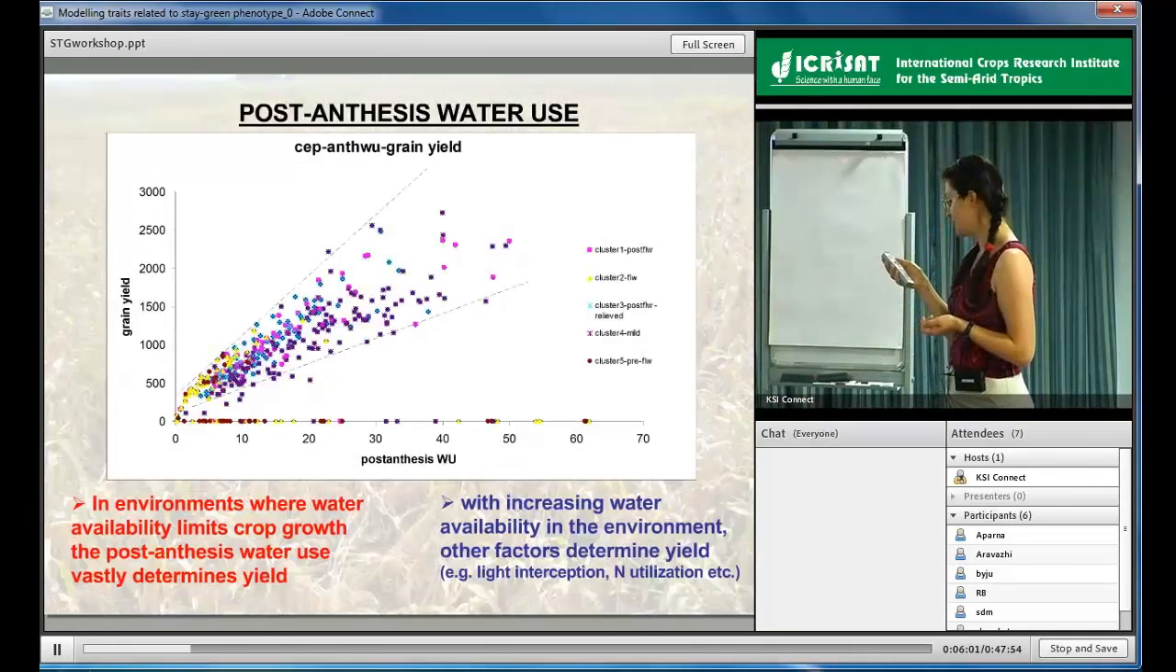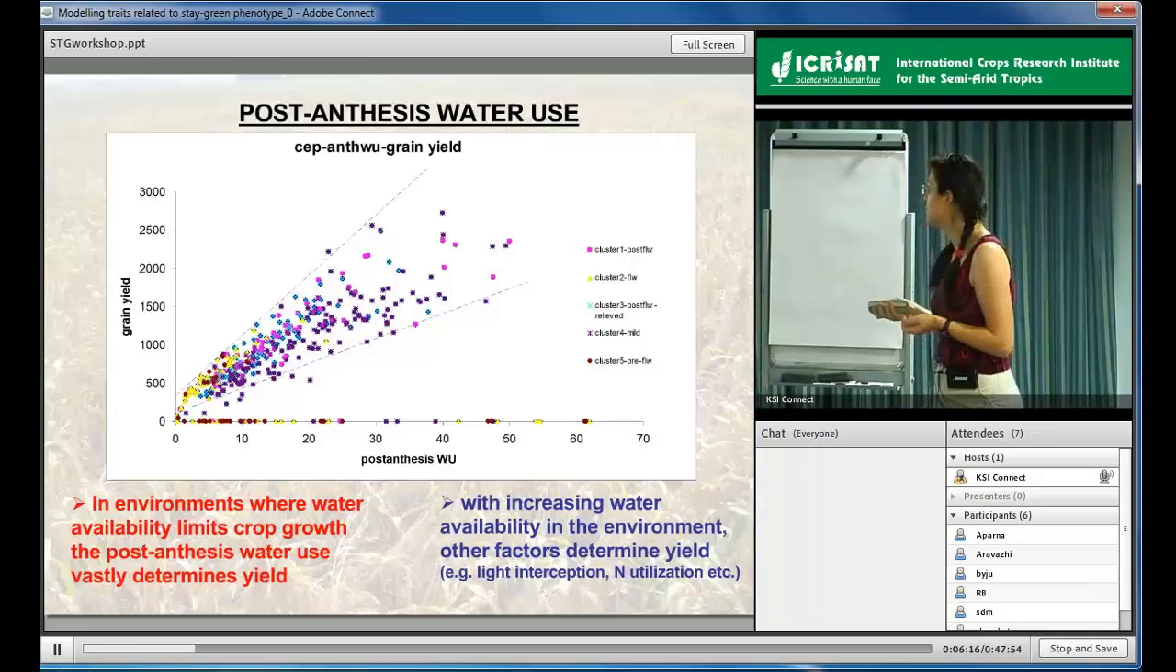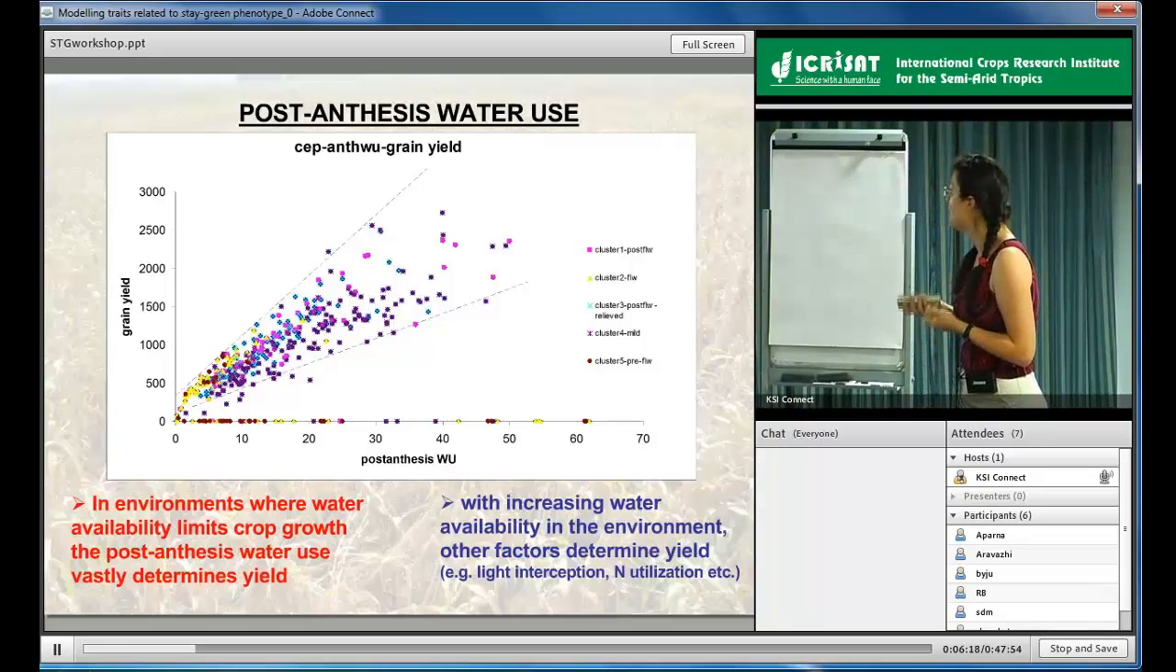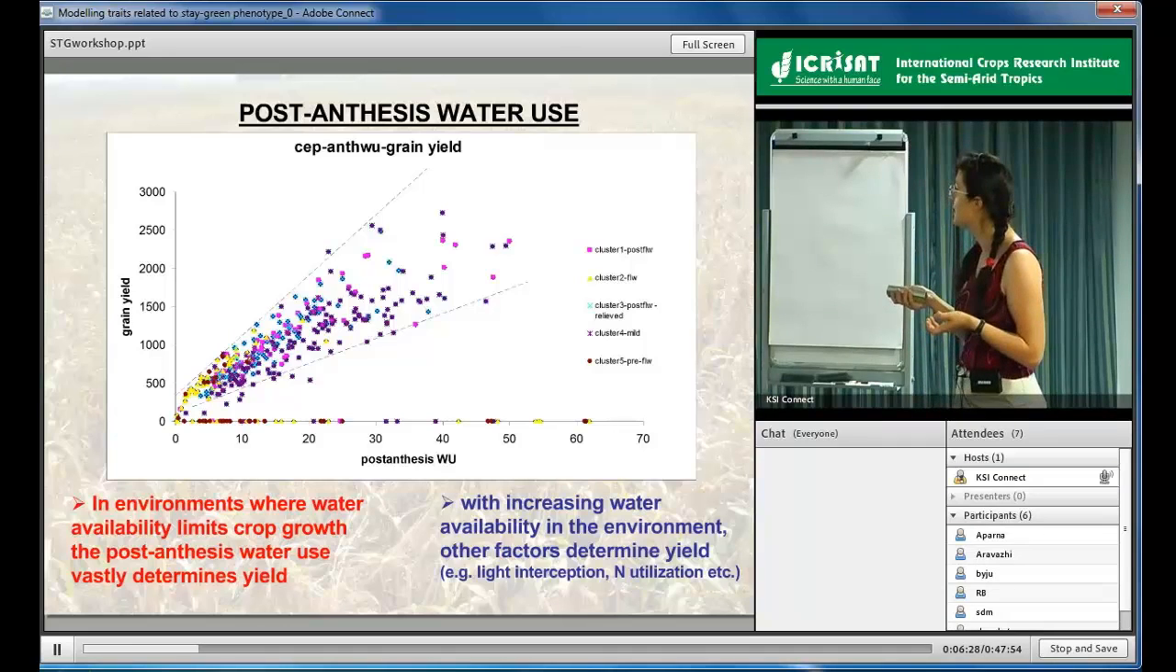This was another exercise which we did with the use of an APSIM model. Here we have tried to characterize what is the best characteristics which determines the yield in our area of interest. So we found that it is actually the amount of water which remains in the soil profile after anthesis, which is the best factor which can explain our yield variability.